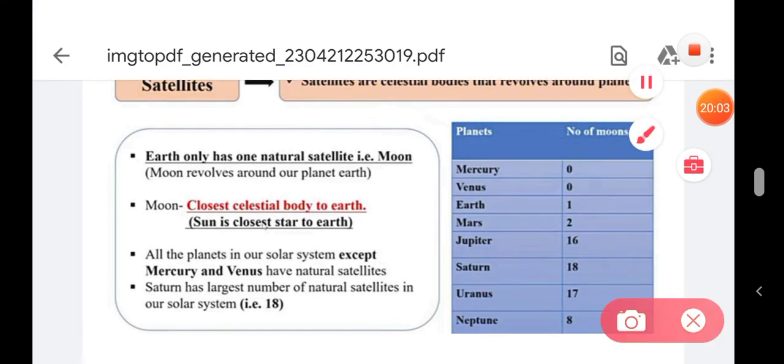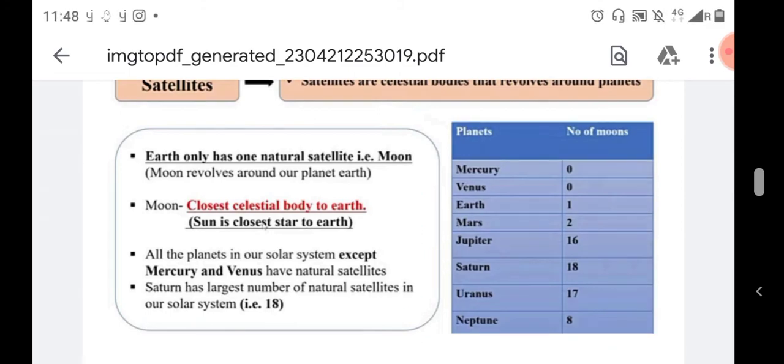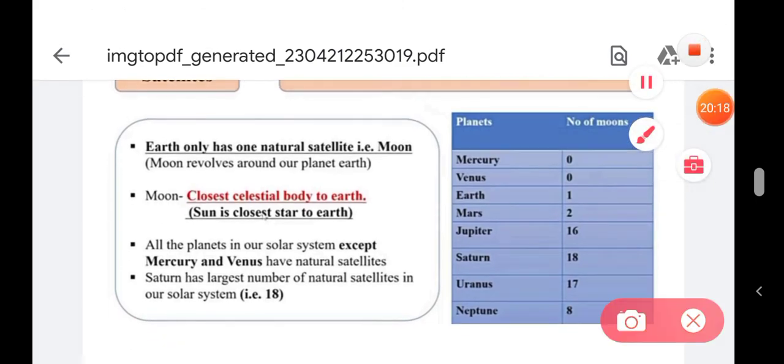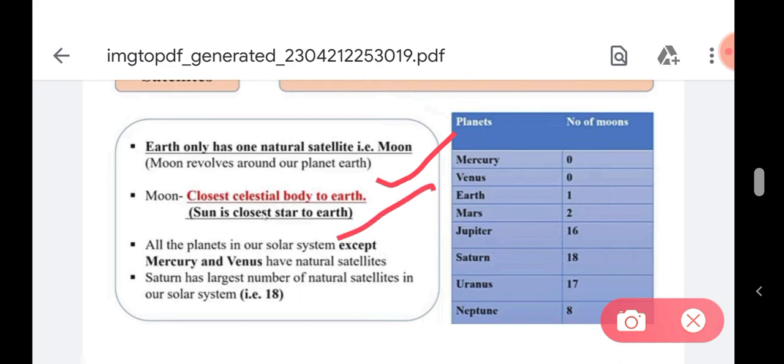Okay students, if you imagine that this is our earth, then मून जो है वो उसके चारों तरफ राउंड लगाता है. That's why मून जो है वो हमारी अर्थ का एक सैटेलाइट है. ओके, सो सैटेलाइट्स के बारे में हम पढ़ेंगे. Earth only has one natural satellite, example moon. ठीक है, अर्थ का सिर्फ एक ही सैटेलाइट है, मून, which revolves around our planet earth. Okay, and moon is the closest celestial body to earth, sun is the closest star to earth.